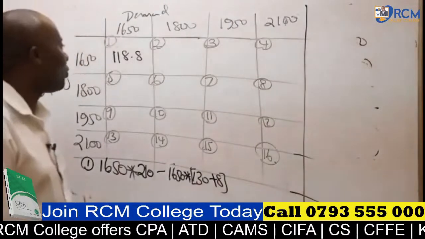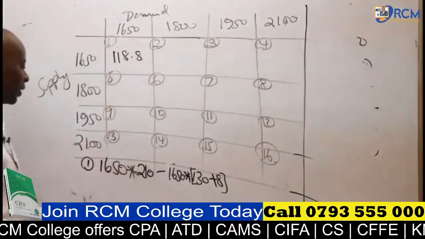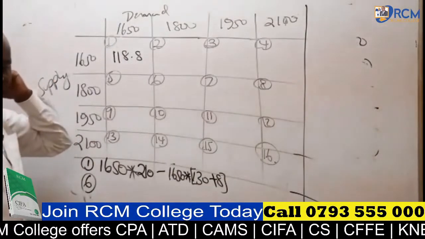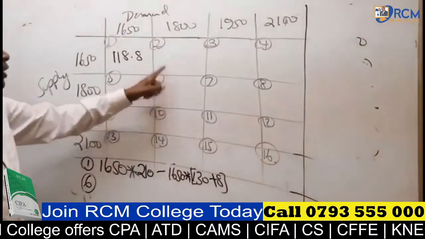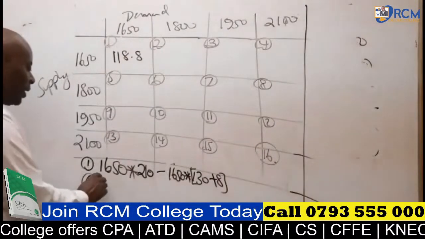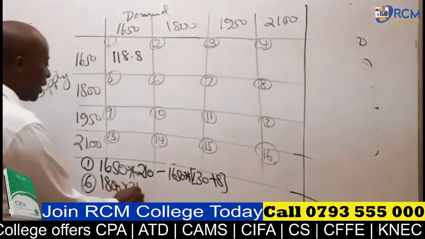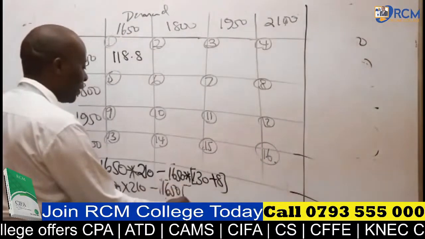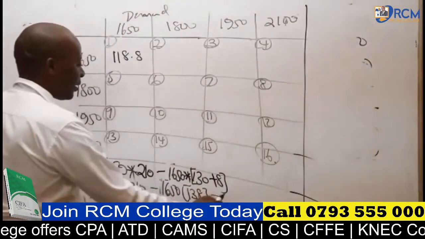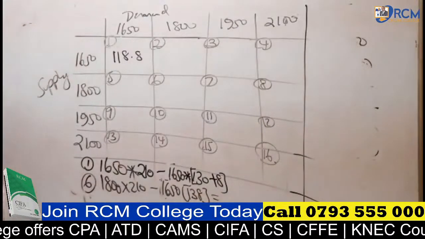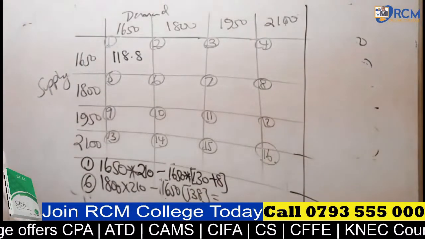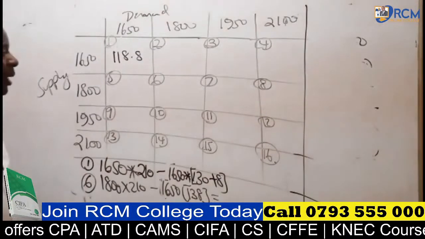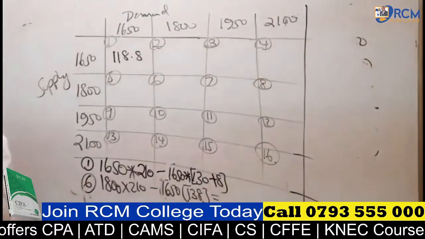Let us go first of all for the perfect matches. Perfect matches, let's go to number 6. I can see it's 1800 against 1800. So here I'll have 1800 times 210 minus 1650 into 138. Can somebody give me these perfect matches? Number 6, what do we have there? So that I can get them out of my way. I would want to keep them out of my way.